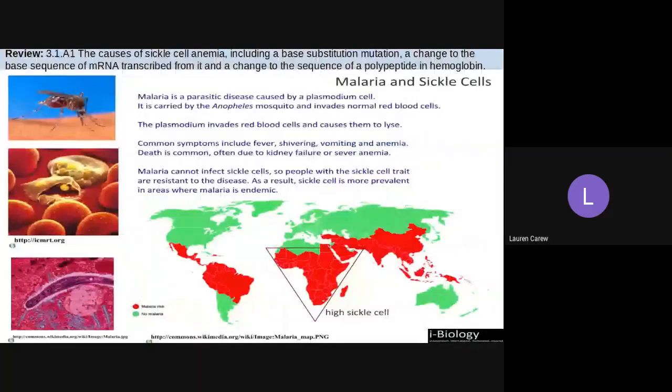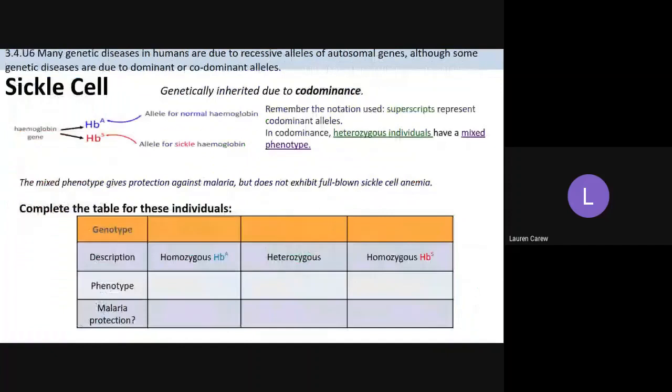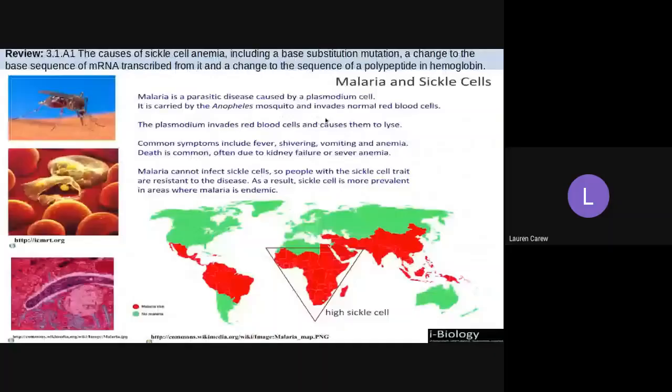However, there are some benefits to sickle cell anemia, or at least to having the trait for sickle cell anemia. Because remember, we're going to look at the inheritance patterns, but you can be a carrier of sickle cell anemia and still not have sickle cell anemia. So malaria, you may have heard of malaria.